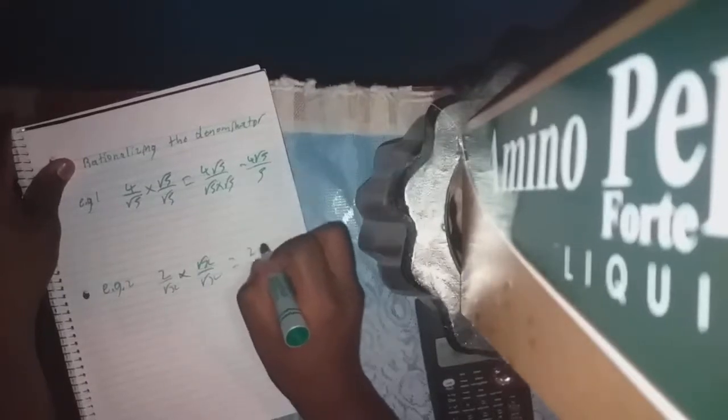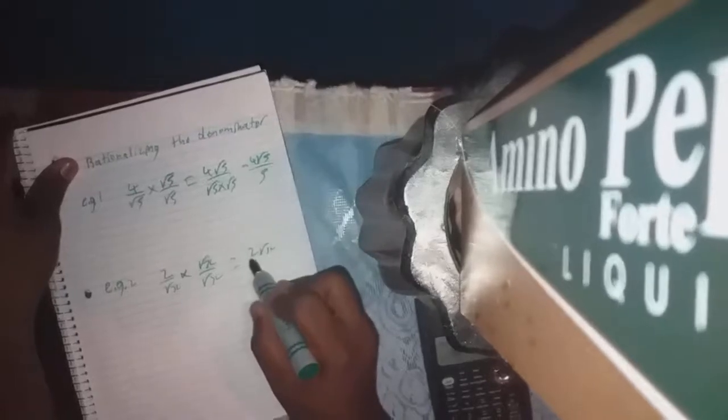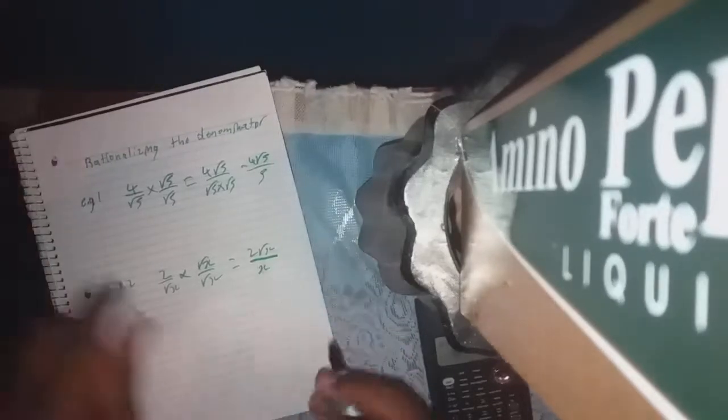This one will become similar with x, and that will give us 2 root x over x.